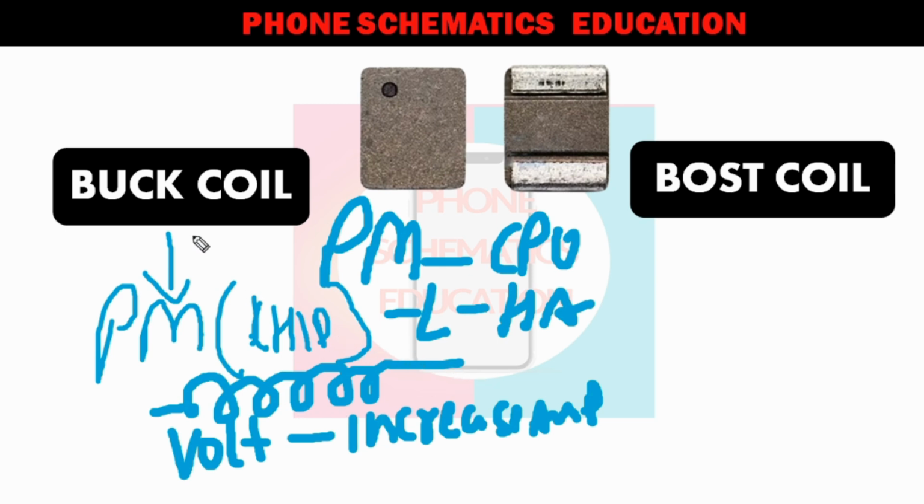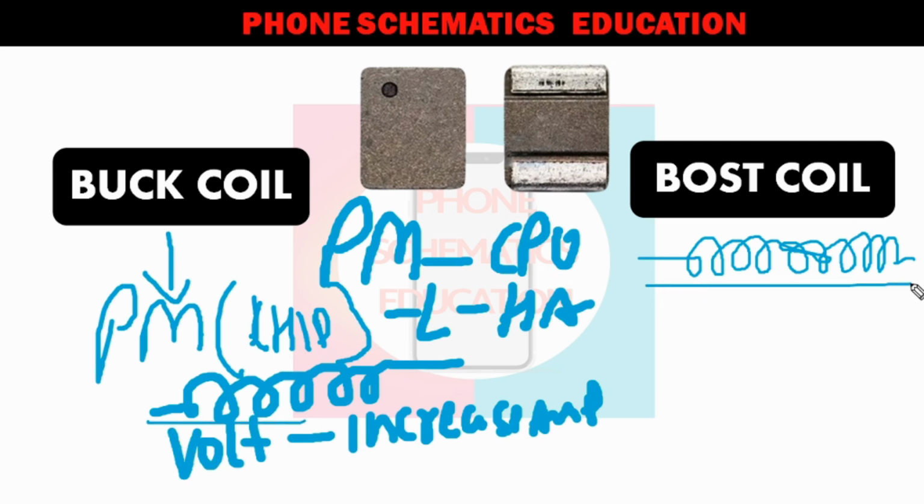Clear? Now, on the other hand, the boost coil is made with thin wire, but the turns will be more, right? You will see there are fewer turns in a buck coil, and there will be more turns around the material in a boost coil. Now the boost coil is used to boost the voltage. That means it produces high voltage with the circuit.